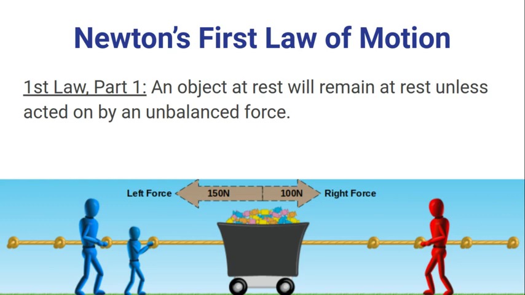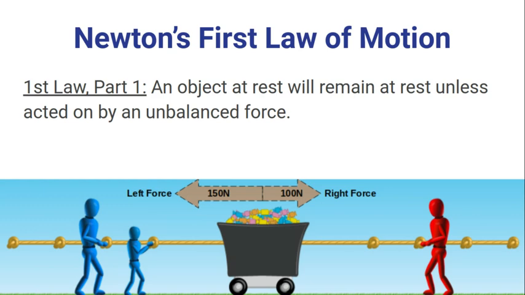But how about this example? Now an extra person has been added to the team on the left. So the left team is pulling with 150 newtons, and the right team is pulling with 100 newtons. Well, now the forces are unbalanced. There is more force being pulled by the team on the left. And so that means that now the wagon will accelerate, meaning that it's going to start changing its speed as it gets faster and faster moving to the left.